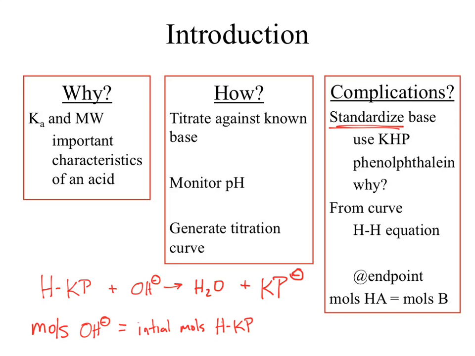Why is that helpful? Well, we're trying to figure out our molarity of OH minus. To get the molarity of OH minus, what do we need? We need moles and volume. Okay, so we just figured out moles if we know the initial moles of our HKP. How do we know the initial moles? We measure something about the HKP. We measure its mass. What can we do with a mass? Convert it into moles. We now know the moles of our HKP. We can convert that into the moles of hydroxide. We can then get our molarity. Okay, so that's kind of nice.